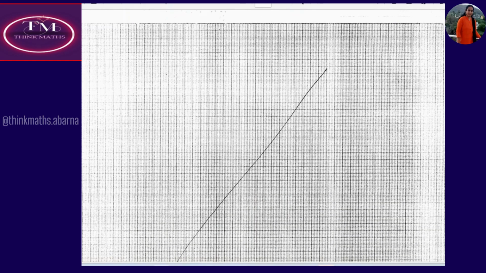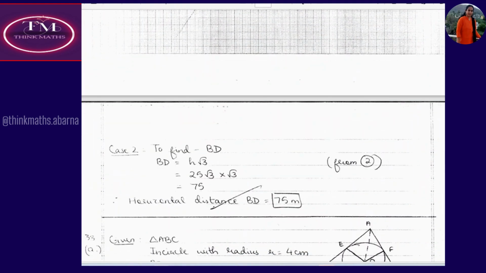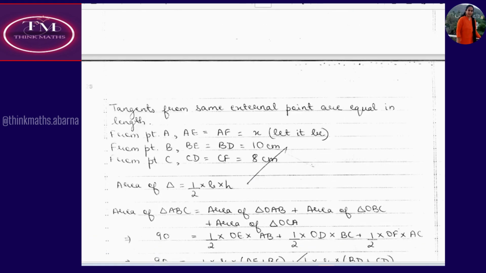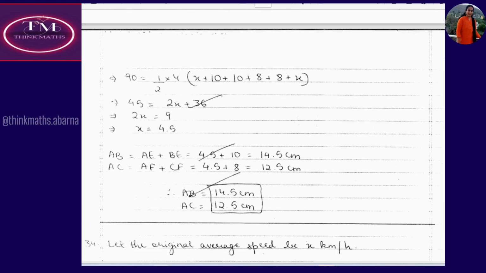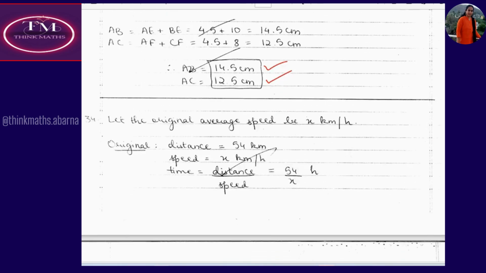So this graph sheet is not used. If it is not used, strike it with a single line. So next 33rd question. So diagram is needed. It is drawn here. So it is given. We have to find the length of AB and AC. So some construction is done. It is noted here. And we have to prove that. Okay. So the answer is found out and it is presented in a box format.